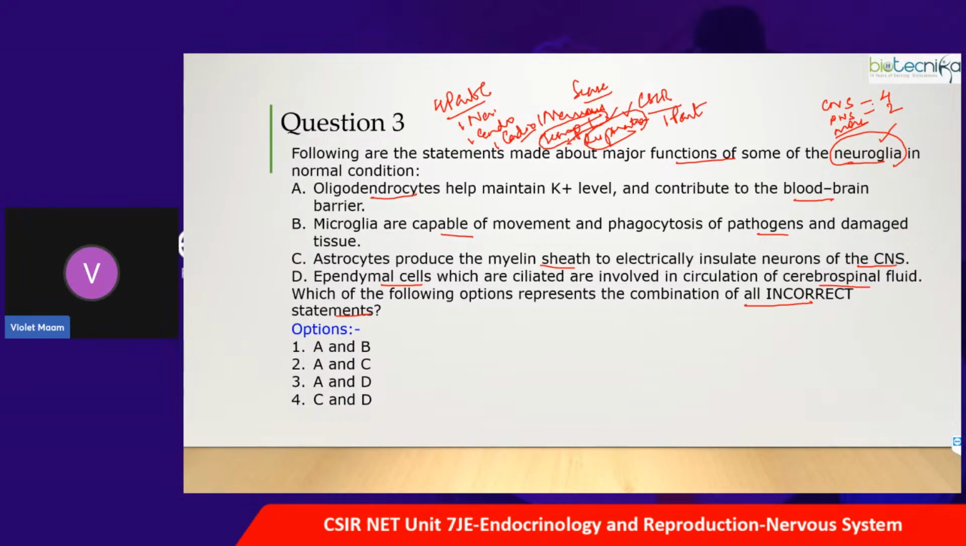Yes, Ashwarya, correct. Option, what you are saying? No, all, no.